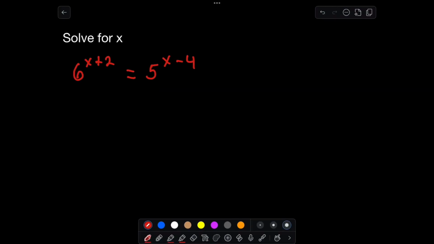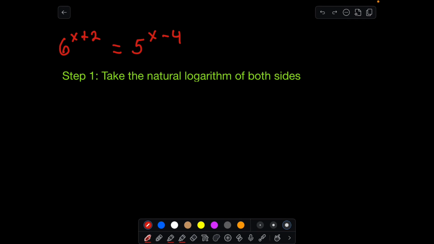Today we're solving this exponential equation using natural logarithms. Step 1, take the natural log of both sides, which means multiply both sides by ln.